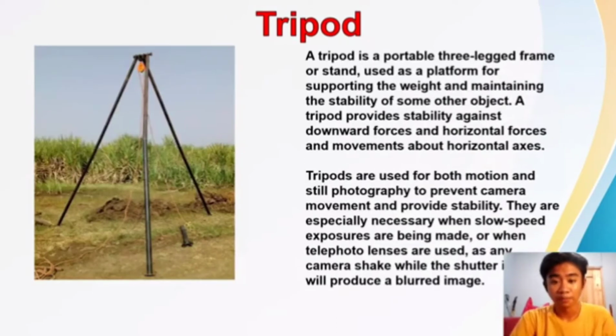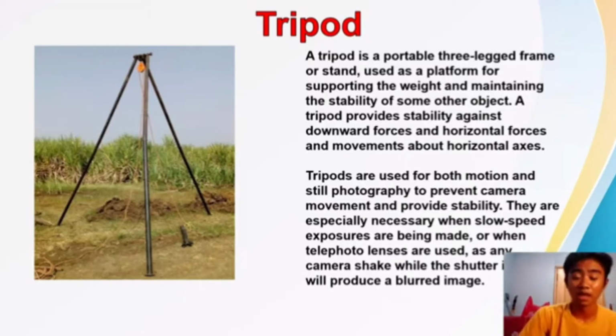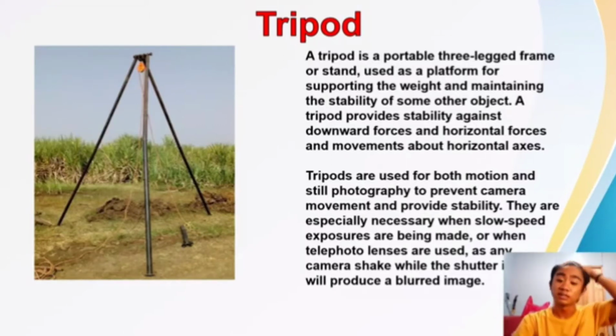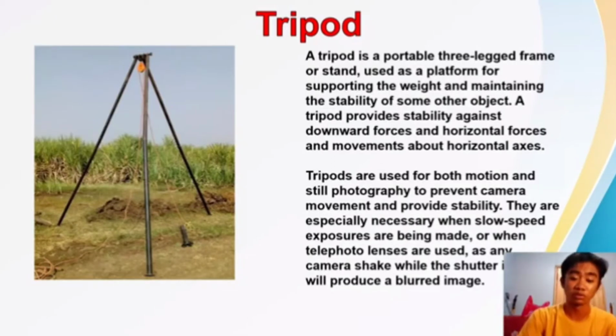Tripod. A tripod is a portable three-leg frame or stand used as a platform for supporting the weight and maintaining the stability of some other object. A tripod provides stability against downward forces and horizontal forces and movement about horizontal axes. Tripods are also used for both motion and still photography to prevent camera movement and provide stability. They are especially necessary when slow speed exposures are being made or when telephoto lenses are used, as any camera shake while the shutter is open will produce a blurred image.